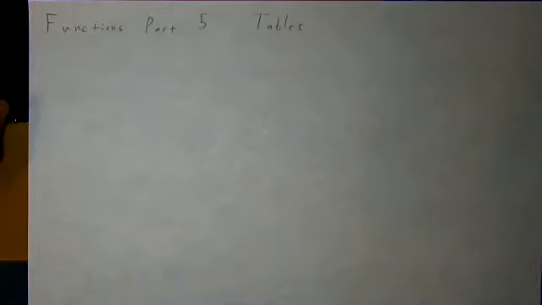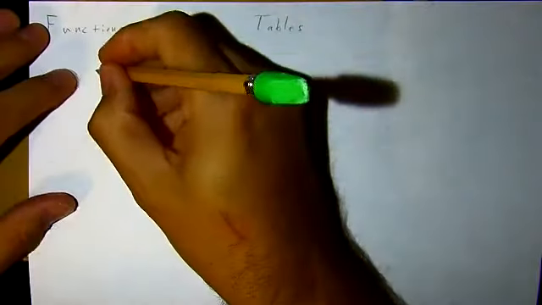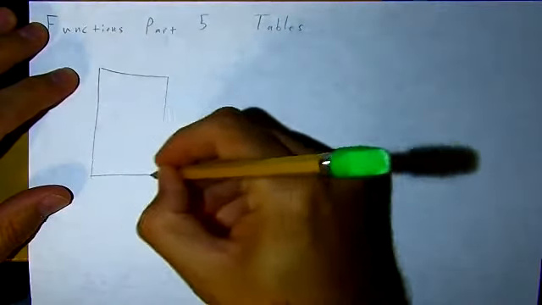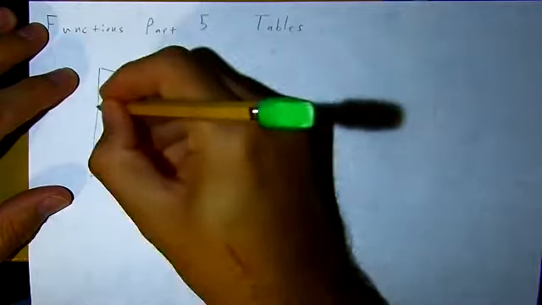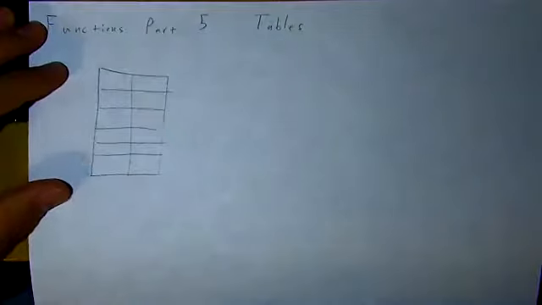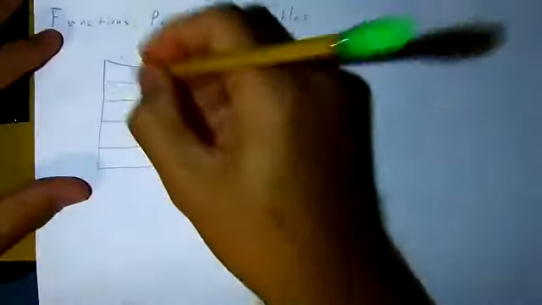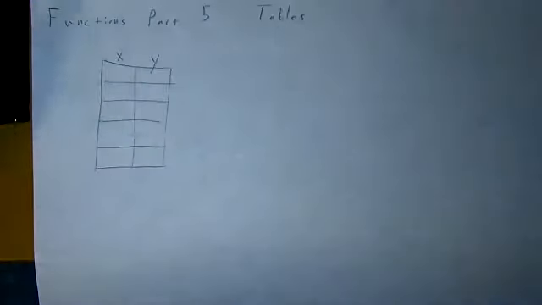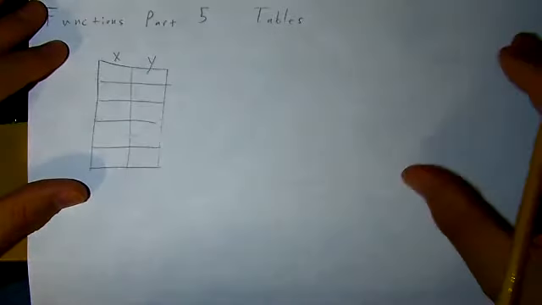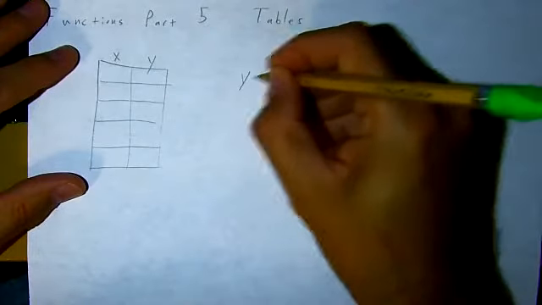Functions Part 5, working with tables. So you might see something in the GED that looks like this. An input-output table. So how do you work with this? Well, they're going to give you a formula, usually. It might look like this.